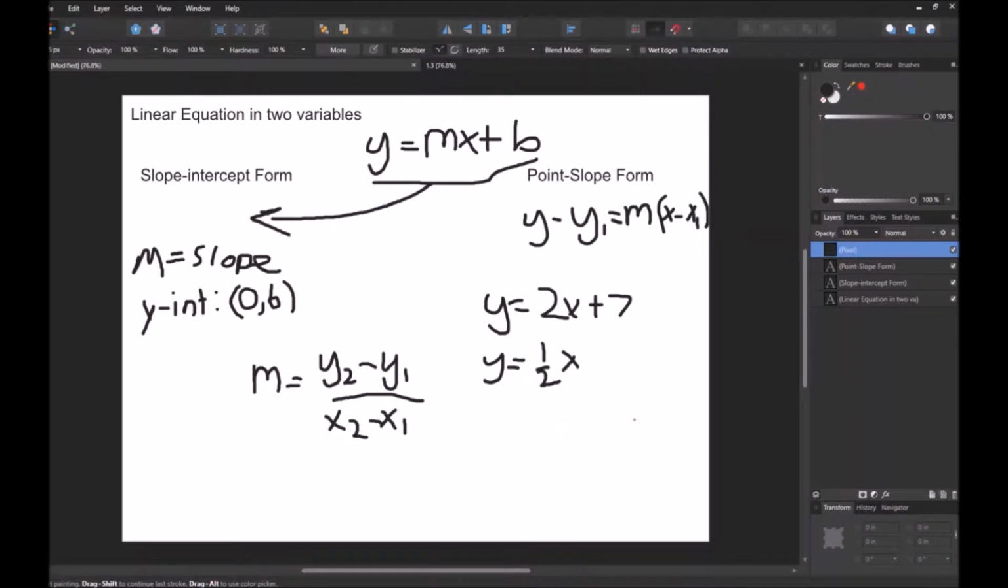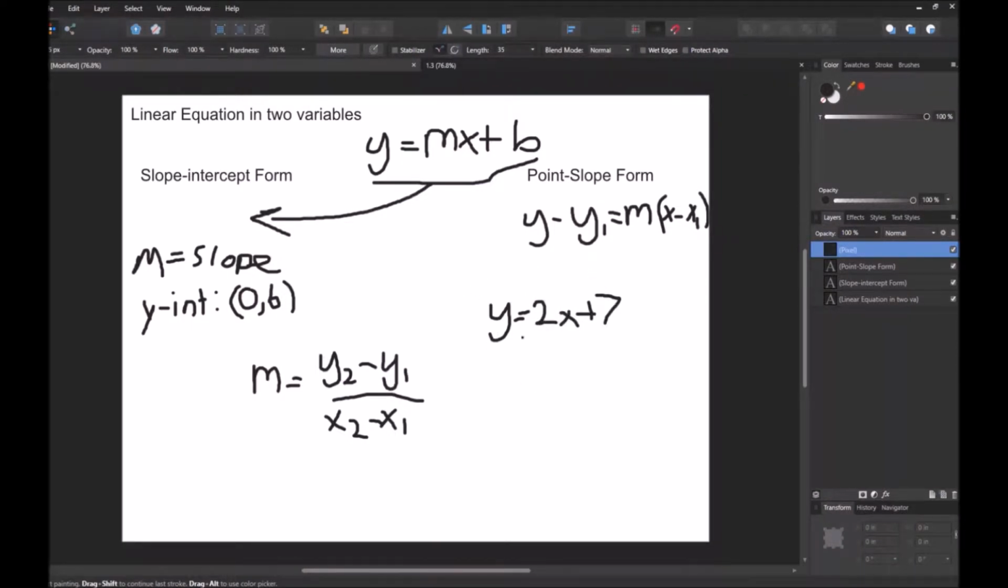Then we get to perpendicular lines. Two non-vertical lines are perpendicular if and only if their slopes are negative reciprocals of each other. So let's go back to that y equals 2x plus 7 example.